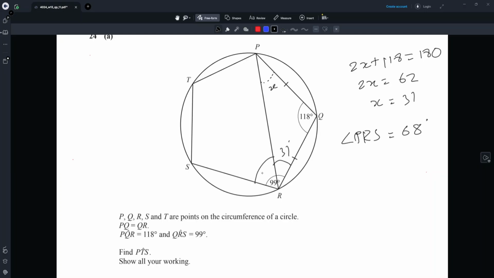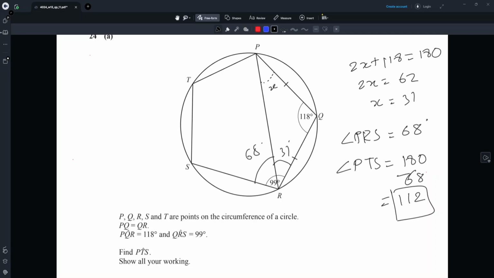If this is 68, then because we know that all of these are points on the circumference, this happens to be a cyclic quadrilateral. And what do we know about cyclic quadrilaterals? Opposite angles add up to 180 degrees. So angle PTS happens to be 180 minus 68, which is 112 degrees.